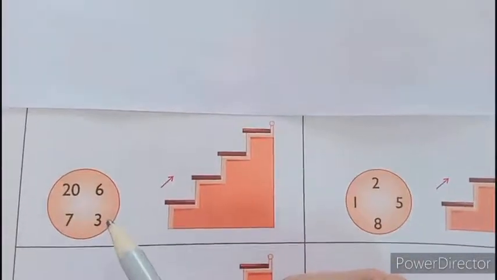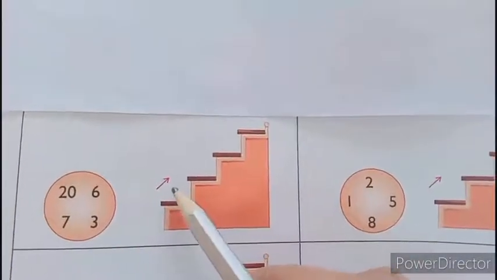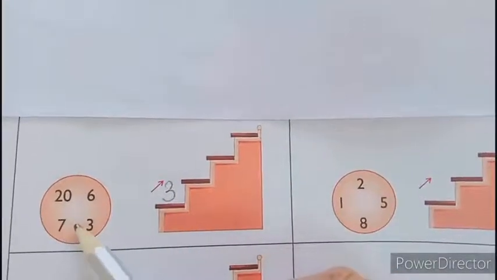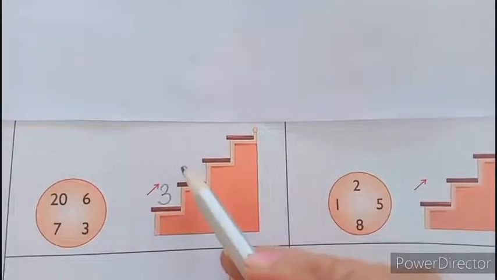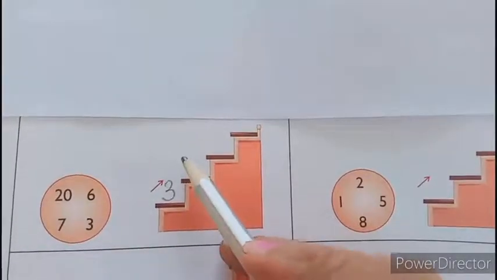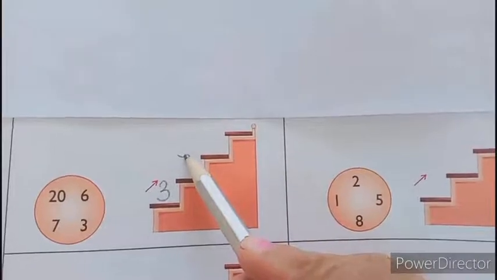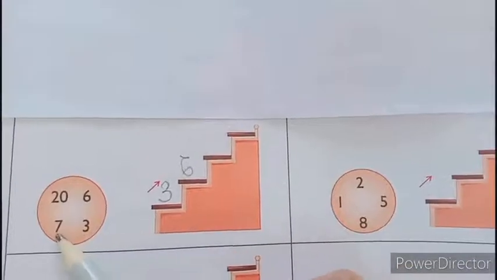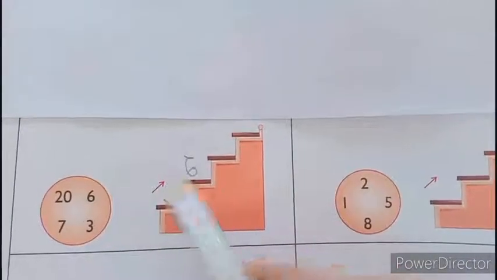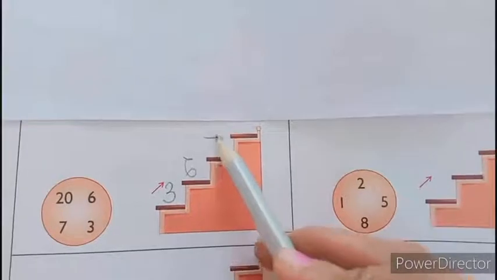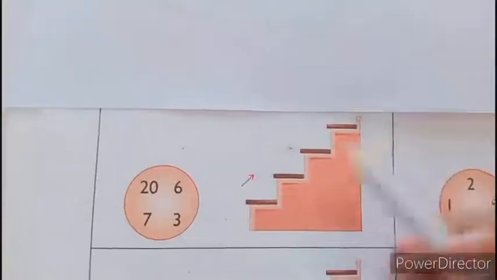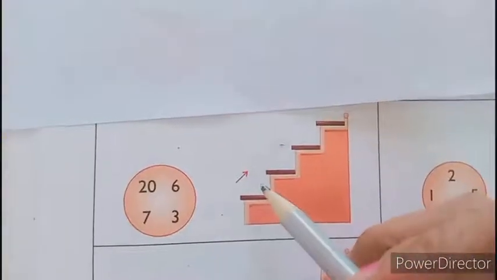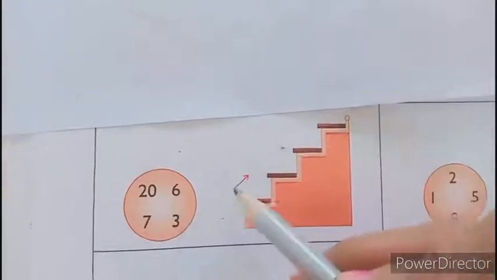Now tell me which number will come here. 3. Then 6. Then 7. Yes, dear kids, now tell me which number will come here, beta?